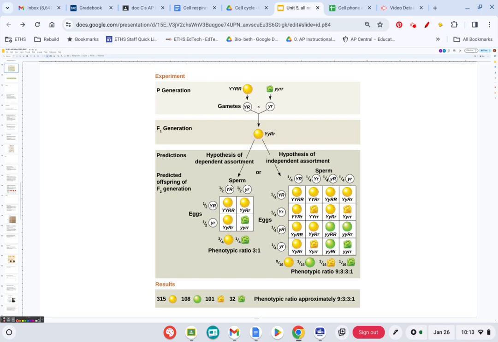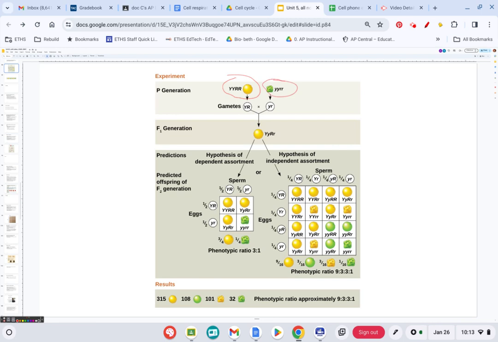Okay. So, I'm starting with two characteristics. I'm starting with yellow versus green, and I'm starting with round versus wrinkled. Okay? Pea color, pea pod, or peas. And I'm going to start off with true breeding. And so true breeding means I always produce the same outcome. So I have yellow and round seeds, and I also have green and wrinkled seeds.